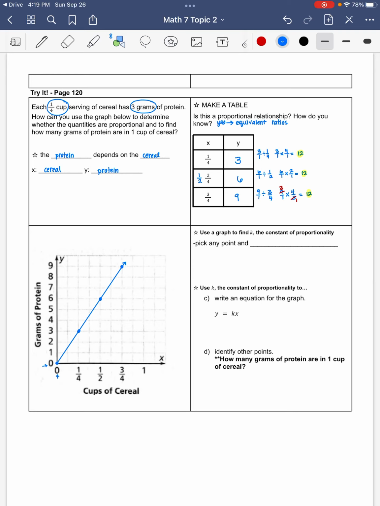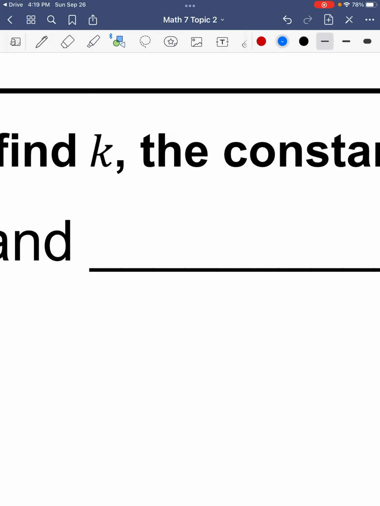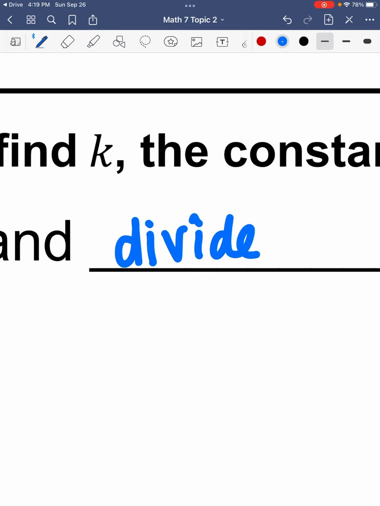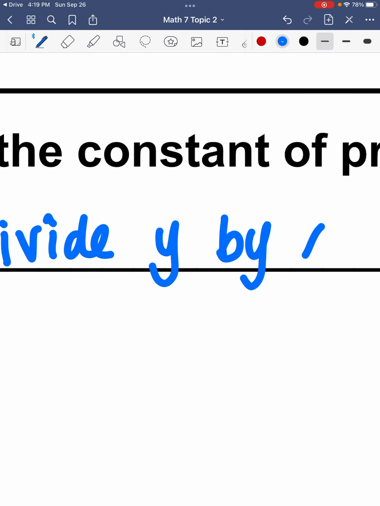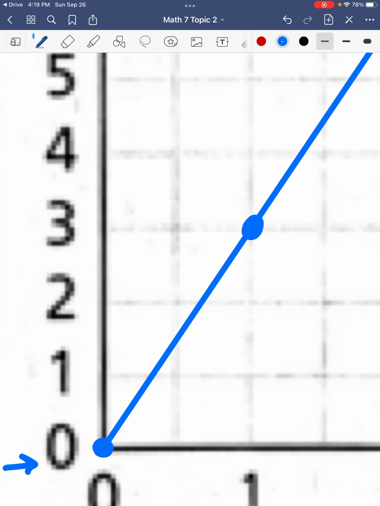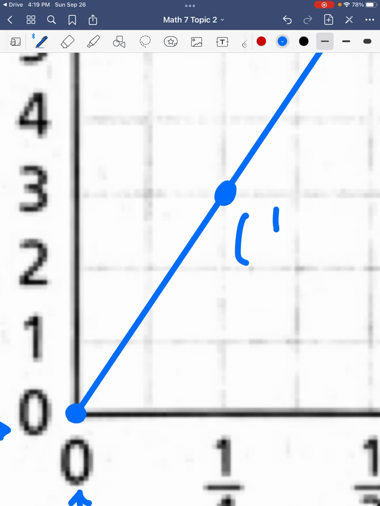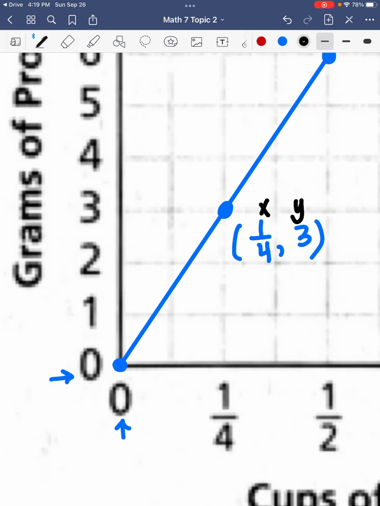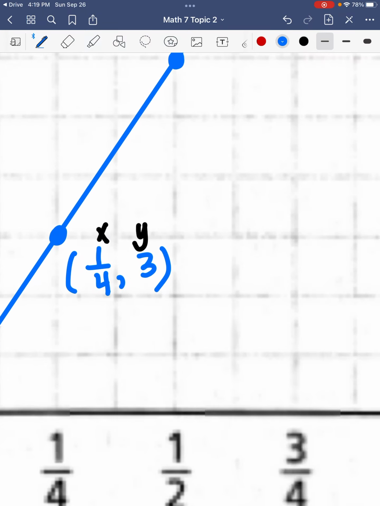So the next thing says to use the graph to find k, the constant of proportionality. Remember, the way we do that is we pick any point and we divide y by x. It doesn't matter which point we pick. So again, I like to pick the smallest points. So that very first point was 1/4 and 3. So remember, this is our x value and this is our y value. So I'm dividing 3 by 1/4.